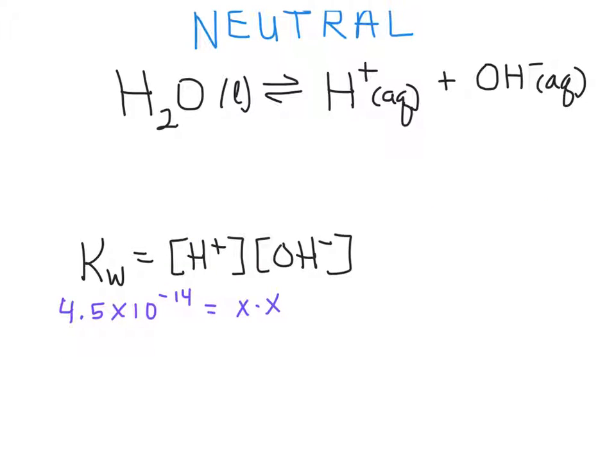Now let's consider a different temperature where we have a different value for Kw. If we're still talking about a neutral solution, we will have equal amounts of H plus and OH minus. So once again we set up our Kw equals H plus times OH minus, and when we solve for x we get 2.1 times 10 to the negative 7th. This is the H plus concentration, and it is the OH minus concentration.